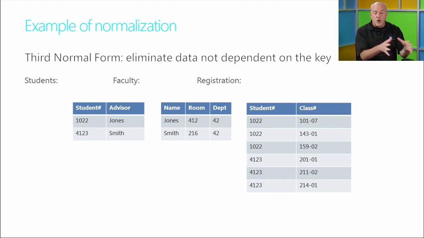All right. So again, no redundancy, and every row in both these tables so far is directly associated with the key. So we've got student number, the direct association advisor. The advisor, the direct association is the room number and the department number. Now we go to our registrations table and we have student number 1022. That's going to be attending class 101-07. 1022 will also be attending 143-01, and as you can see, it rolls down that way.